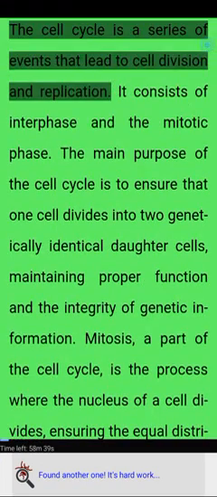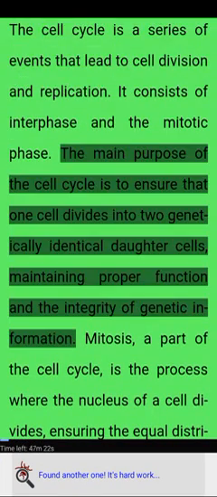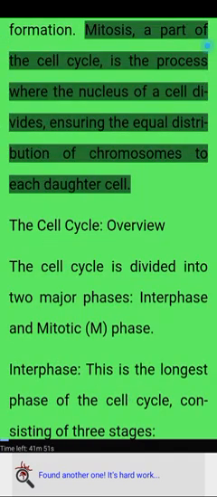The cell cycle is a series of events that lead to cell division and replication. It consists of interphase and the mitotic phase. The main purpose of the cell cycle is to ensure that one cell divides into two genetically identical daughter cells, maintaining proper function and the integrity of genetic information. Mitosis, a part of the cell cycle, is a process where the nucleus of a cell divides, ensuring the equal distribution of chromosomes to each daughter cell.